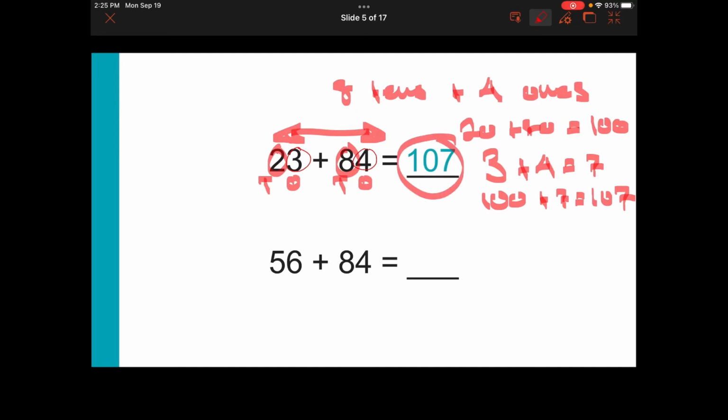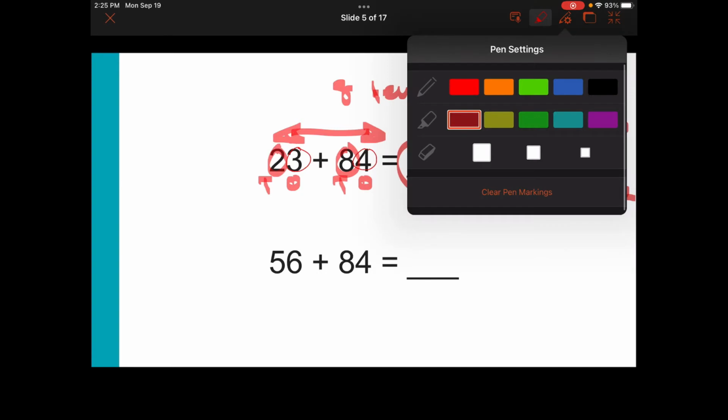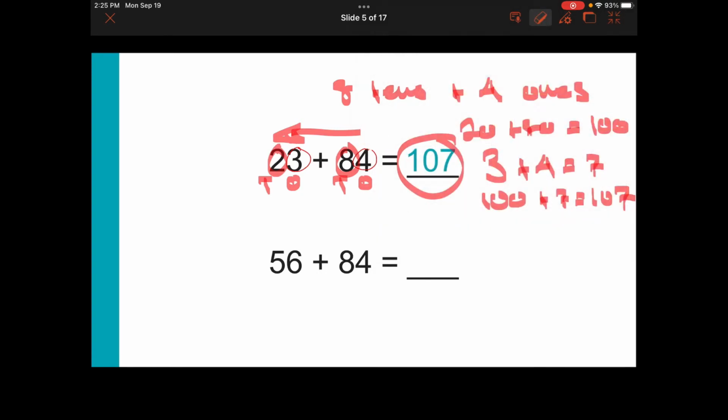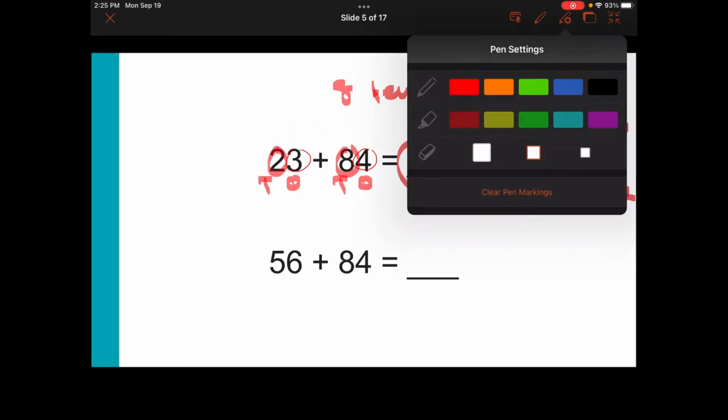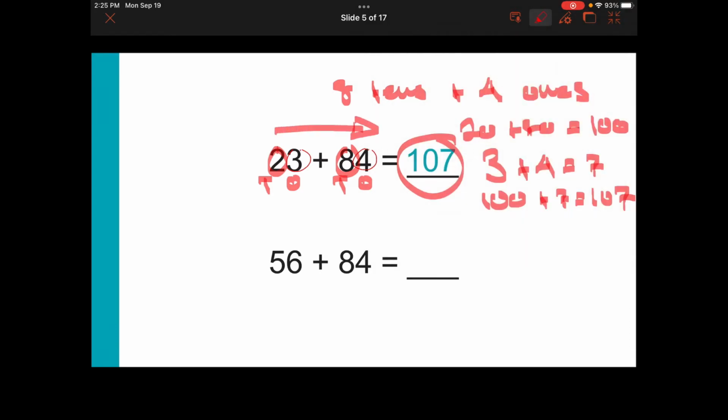Now, if you were to go the other way, let's do this direction this time. All right, you could go the ones plus the ones. 6 plus 4 equals 10. And you could do the tens plus each other. 5 plus 8 equals 13. But this is tens, right? So this isn't just 13, this is 130. So you'd have 130 plus 10.